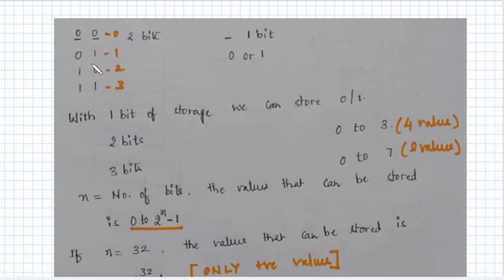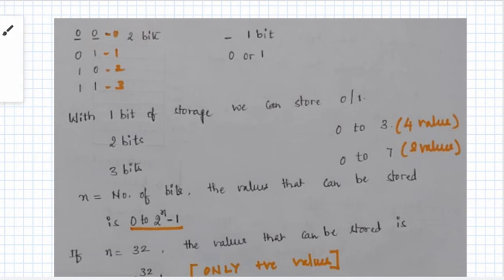Okay. Now, if I have 2 positions or 2 places to store the data, I have 4 different combinations, that is 00, 01, 10, 11. So how many values will I be able to store? What is the range of values? 0 to 3. So with 1 bit of storage, we can store 0 to 1. With 2 bits, I can store 4 values, that is 0 to 3.